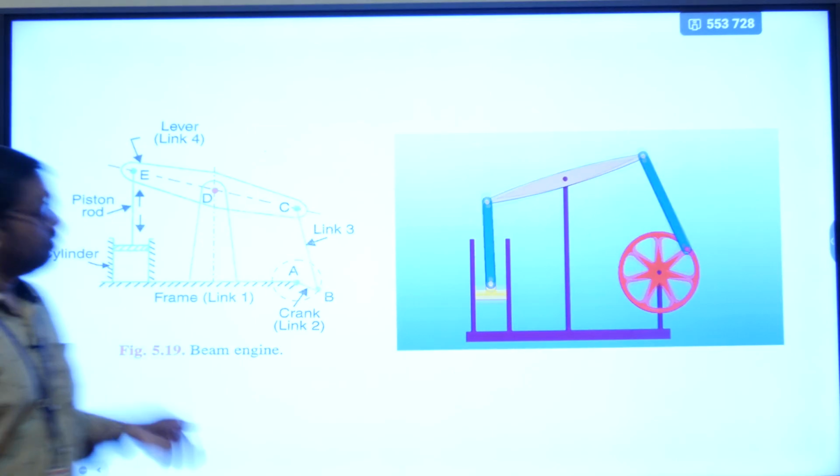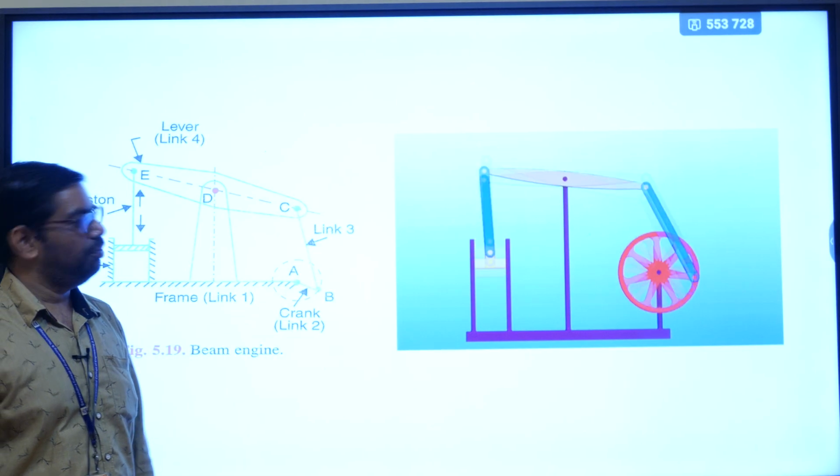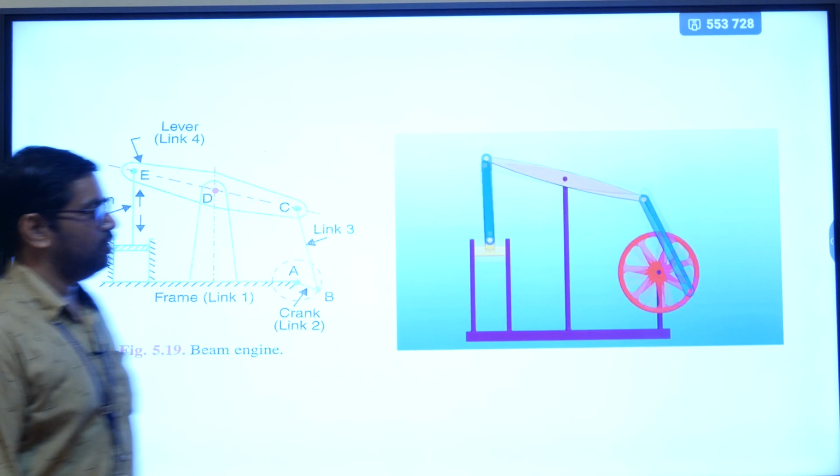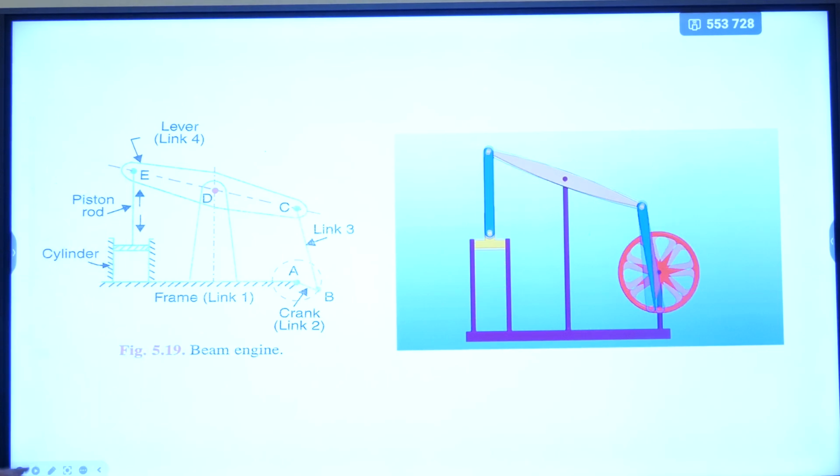Okay. So here you can observe the animation of the mechanism, where rotary motion is converted into linear motion. So this is the main application of the beam engine.